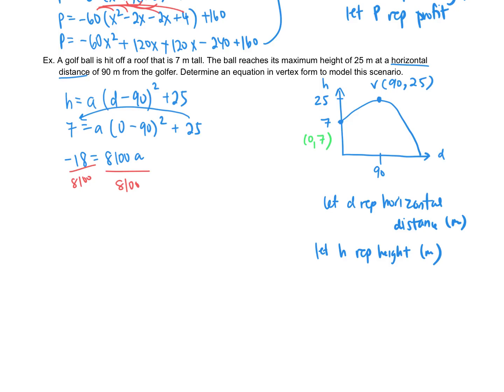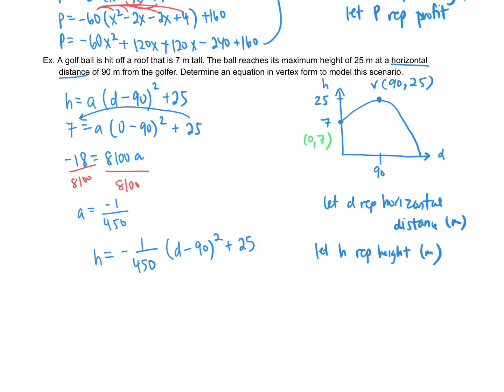And this can be reduced. Numerator and denominator can both be divided by 18, so that we're left with negative 1 over 450. And the negative makes sense because our parabola was opening down, so that's a good sign. And I am going to keep this fraction. And there we are. There's our vertex form. No need to expand and simplify this because we weren't asked for standard form.